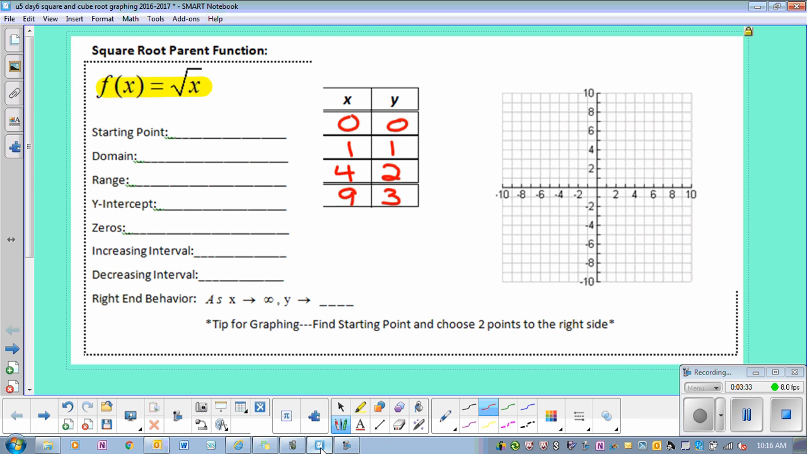All right, so let's go graph this. So I'm going to go to 0, 0, 1, 1, 4, 2, and 9, 3. There we go. Couple things. The square root graph is always going to be going to the right, because it's always going towards infinity. All right, we're not going to the negatives. Your starting point is basically your first number after all those errors, right? What is your starting point? Where does this graph start? 0, 0.